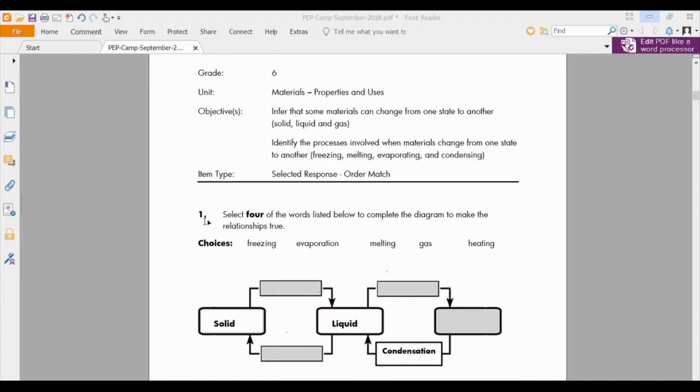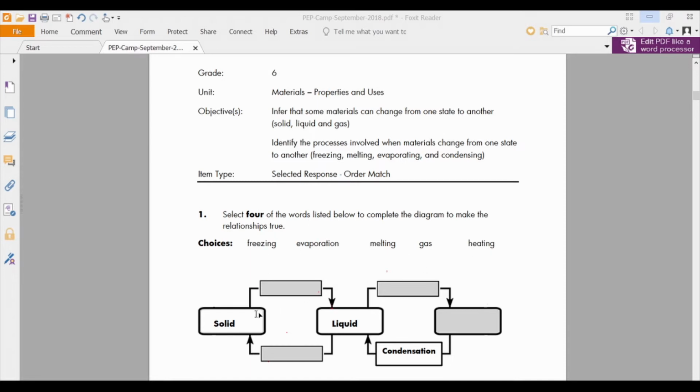So here we go. We have the item. It says select 4 of the words listed below to complete the diagram to make the relationships true. And our choices are, so we have 4, and we have more than 4 here. We have 1, 2, 3, 4, and 5. So we are going to use 4, so we will always have 1 left. Okay, so we have freezing, evaporation, melting, gas, and heating.